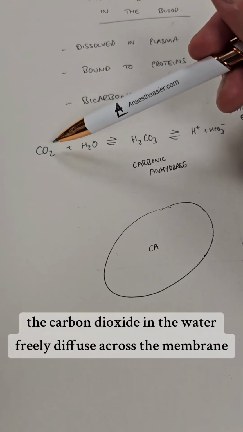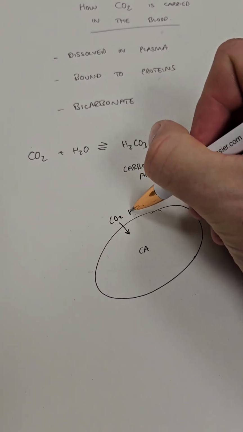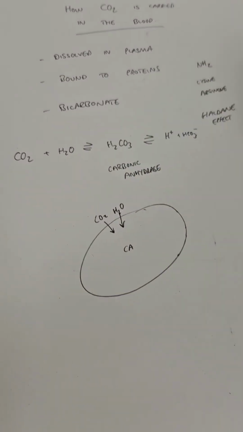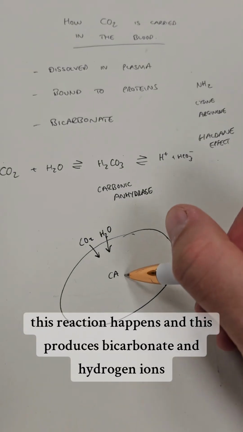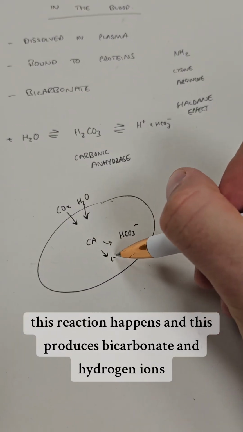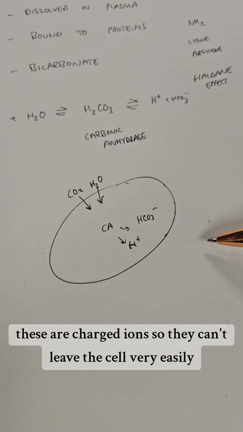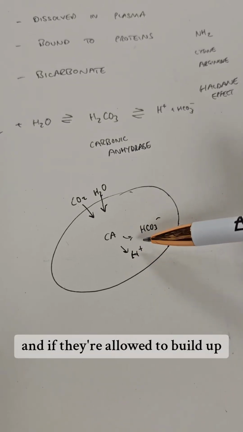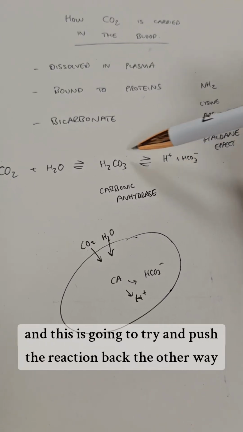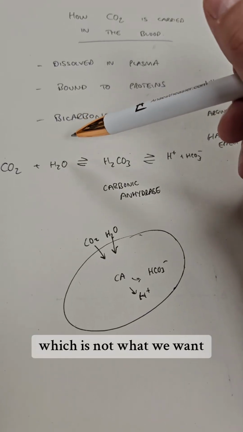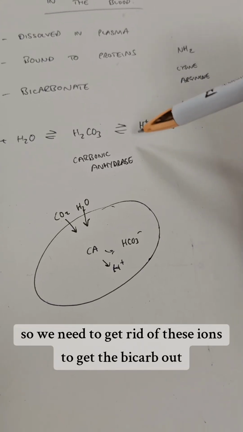So what happens is the carbon dioxide and the water freely diffuse across the membrane into the cell. They then meet carbonic anhydrase. This reaction happens, and this produces bicarb and hydrogen ions. These are charged ions, so they can't leave the cell very easily. And if they're allowed to build up, what happens is you get lots of these building up, and this is going to try and push the reaction back the other way, which is not what we want. We want this reaction to keep going in the same direction. So we need to get rid of these ions.